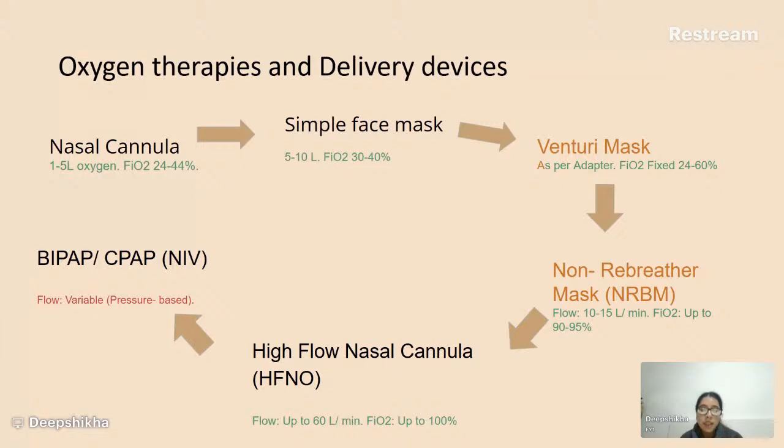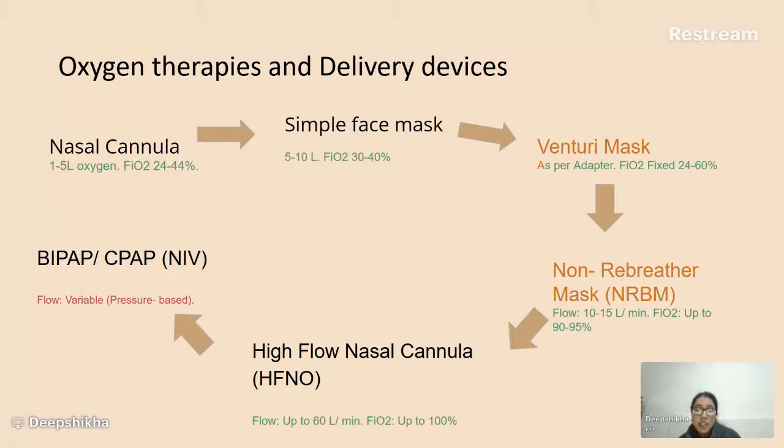The Venturi mask is a specific type of oxygen delivery. The next step up would be the non-rebreather mask, giving you a flow rate of 5 to 10 liters of oxygen. FiO2 could be up to 90 to 95%. Indications would be severe hypoxia, shock or trauma, or just before intubating.